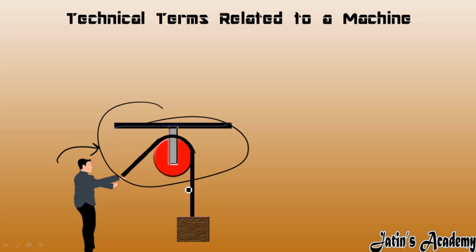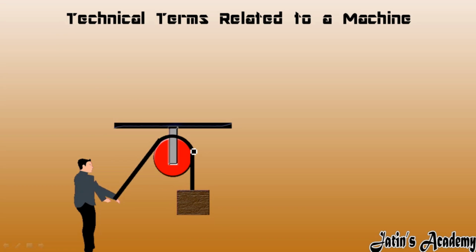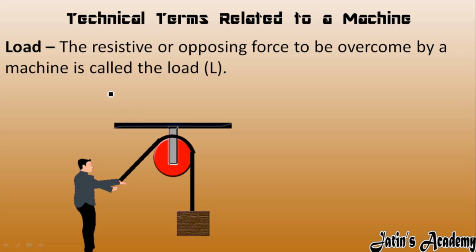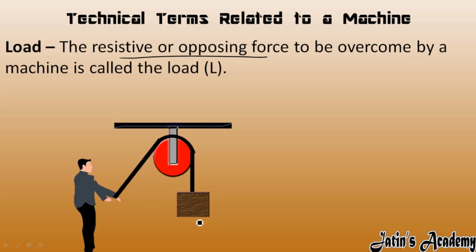So one by one we will see the terms. First term we have is load. So what is load? Carefully see. The resistive or opposing force to be overcome by a machine is called load. For example, this block is a resistive or opposing force for this pulley. Why? Because this block has weight, which acts in the downward direction, and this pulley wants to move this block in the upward direction. So some kind of resistance is there.